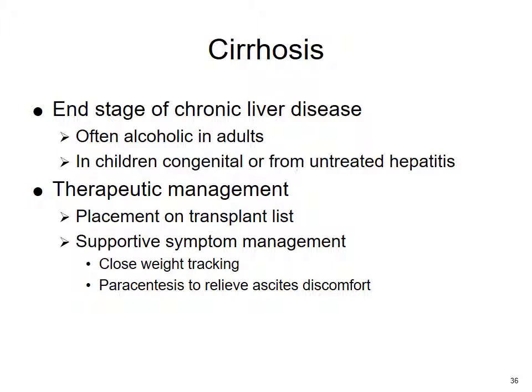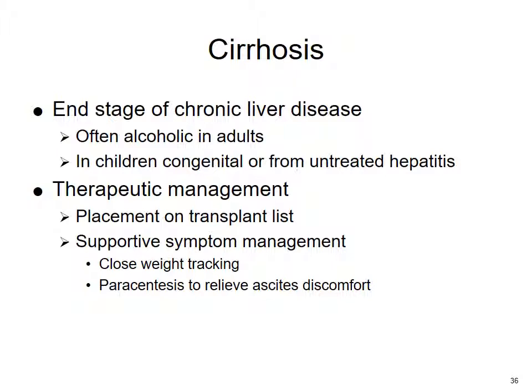Cirrhosis is end-stage chronic liver disease. It's often found in alcoholic adults, and it can be found in children if they have a congenital liver problem or if they've had untreated hepatitis. So this is something that we see more so in children in underdeveloped countries whose hepatitis wasn't effectively prevented or treated.